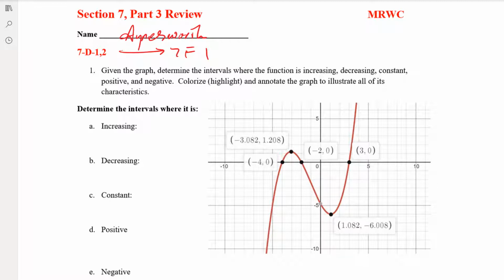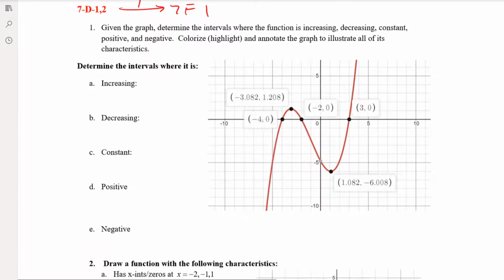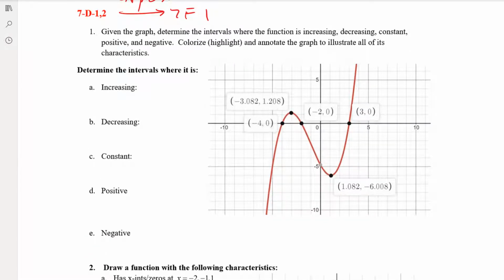Given the graph here, determine the intervals where the function is increasing, decreasing, constant, positive, or negative. Colorize and annotate the graph to illustrate all the different characteristics it may have. Here we go. For increasing, you always want to look from left to right. Always analyze the graph from left to right. Just keep that in mind.